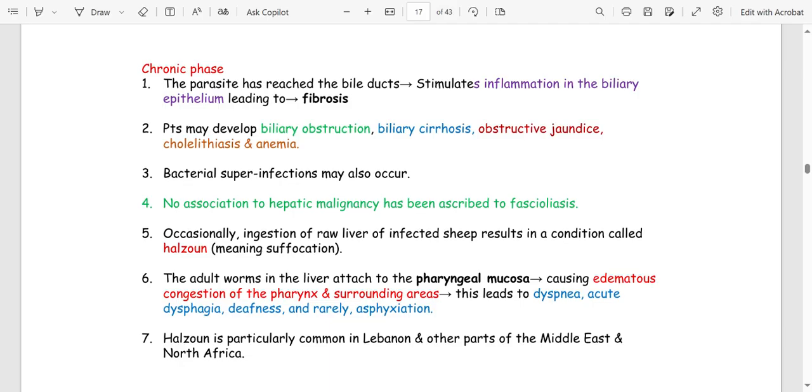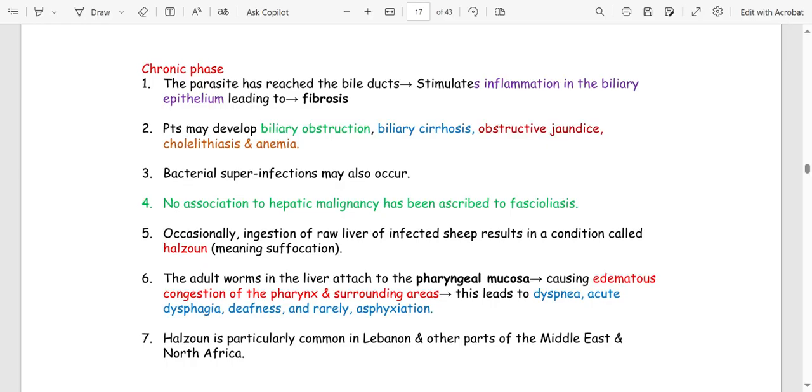The adult worm in the liver will attach to the pharyngeal mucosa, and that is going to cause edematous congestion of the pharynx and the surrounding area. So because of this, remember it's edema of the pharynx. The pharynx leads to the airway, so that is going to lead to difficulties in breathing. And also because the pharynx has got different parts. We've got the nasopharynx, the oropharynx, the laryngopharynx, and then down the pharynx, you're going to be going into the esophagus. Okay. Actually, from the pharynx you go to the esophagus because the larynx is in front.